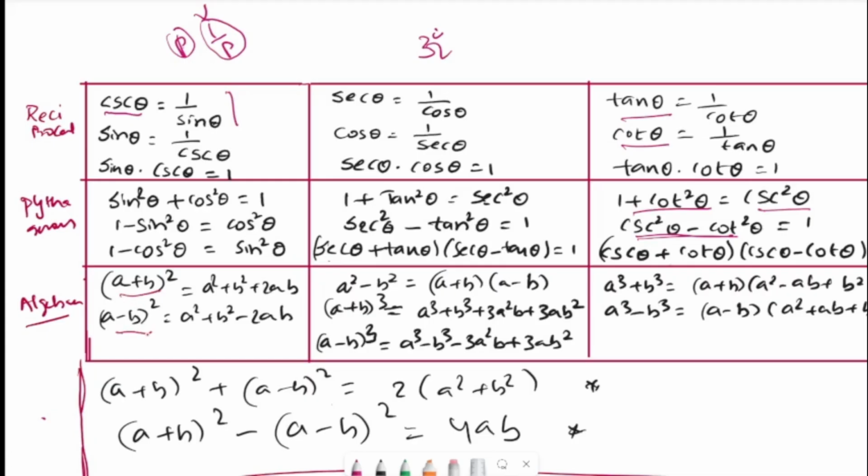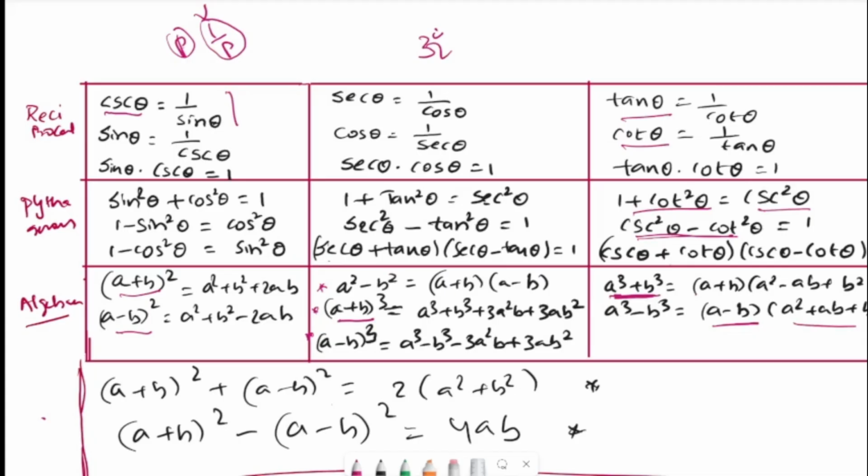A plus b whole square, a minus b whole square, expansion. This you must remember, because the applications are in simplification, and you use all this basic algebra quite a lot. Now, a square minus b square, a plus b times a minus b, a plus b whole cube, a minus b whole cube. We are expressing a cube plus b cube as factors: a plus b times a square minus ab plus b square. Likewise, a cube minus b cube is a minus b times a square plus ab plus b square.